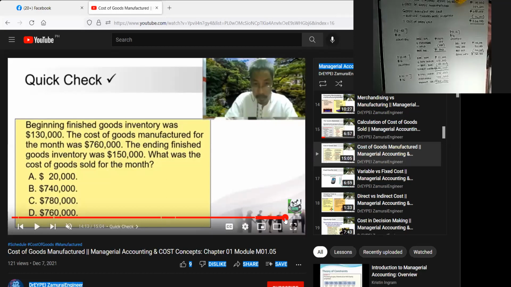There is the last one. Okay. You have the last problem here. Beginning finished goods inventory. Okay. This is the last one because we are now going to the finished goods. So take note what I'm saying to you. Raw material is this one. Raw material, work in process, and finished goods. That is the three types of material.